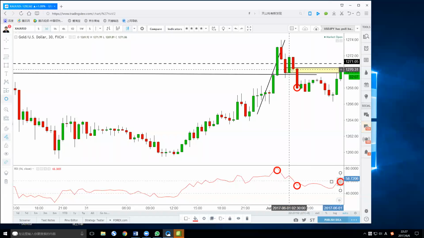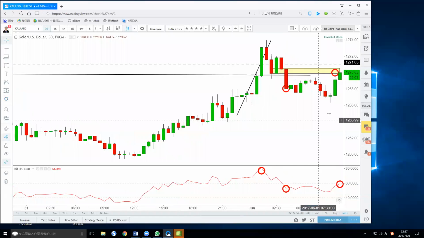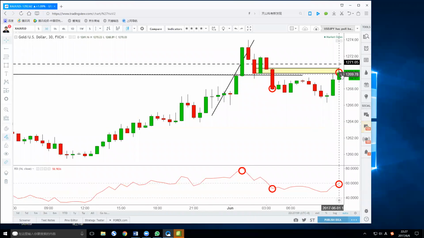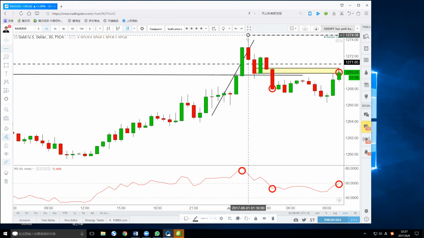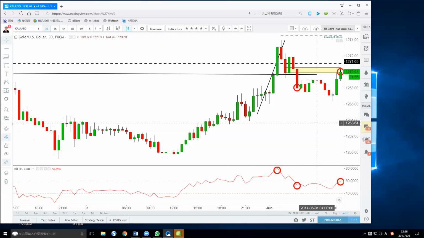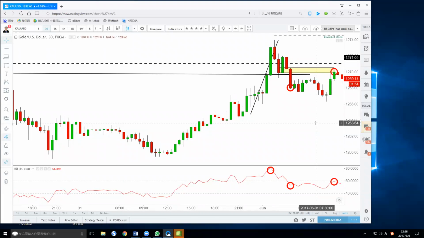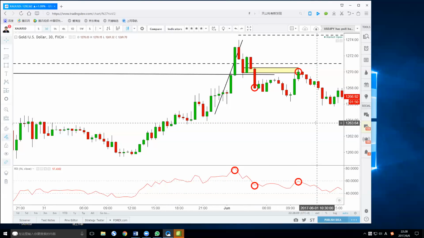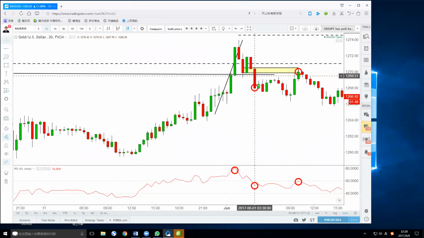When it pulls back to the structure and the RSI didn't cross 60, and you enter short here, put your stop loss above the previous high, okay, and you see what happens next. See here, the price just moves down quickly. It doesn't hesitate to move down like before, right?